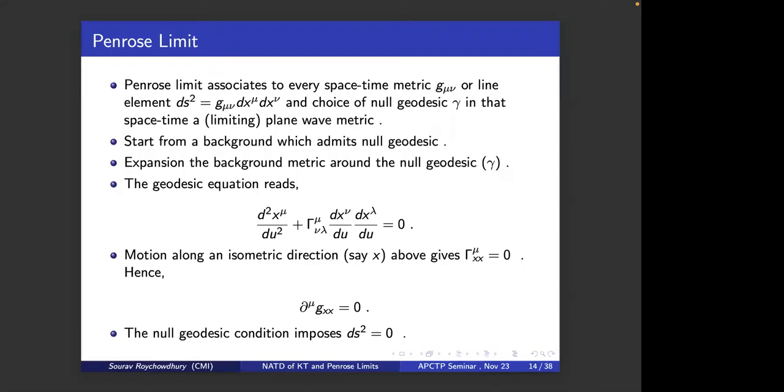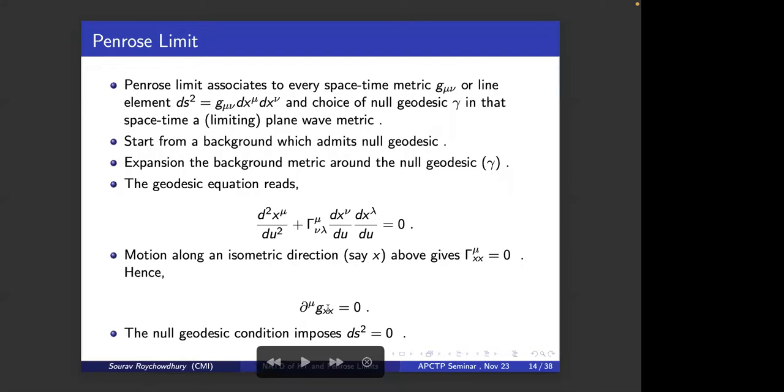Means we are actually zooming the background metric around the null geodesics. Okay, so first consider the geodesic equation. So this is my geodesic equation. Now consider a particle is moving along some isometric direction, let's say x, and there is no acceleration in any other direction. So we'll actually end up with this expression. If you break down this expression, you will end up with this one. This one we will take care of when we talk about the geodesic condition.